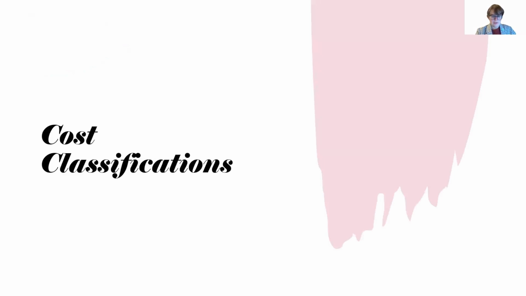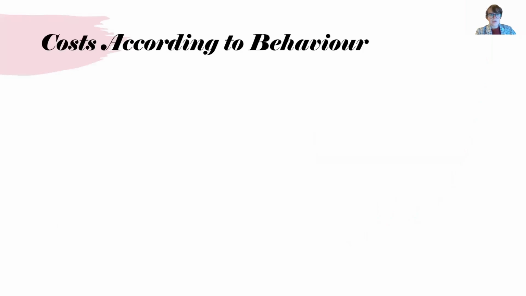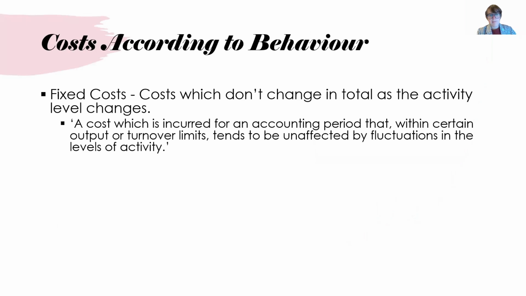Cost classifications then. So we can classify cost by their behaviour, by their element, by their function, or by their nature. So we are going to have a look at each one of these in turn. So costs according to behaviour then. Well, the first way we do this is by referring to those as a fixed cost. So these are costs which do not change in total as the activity level changes. They are essentially costs that do not change with the level of output.